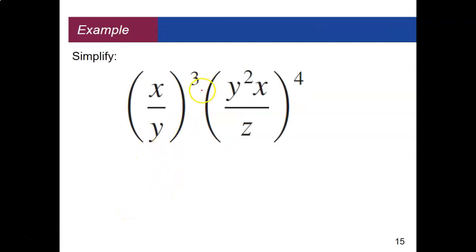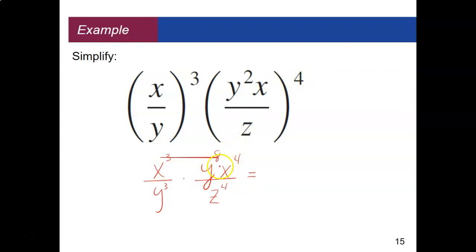Okay, here's another one to simplify. We want to start with the exponents and distribute those through. So we'll have x to the 3rd over y to the 3rd. And then here we'll have y, multiply these exponents together. So y to the 8th and x to the 4th over z to the 4th. So be sure that you distribute it not just to the numerator, but also to the denominator with that.